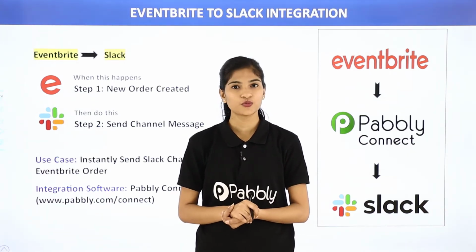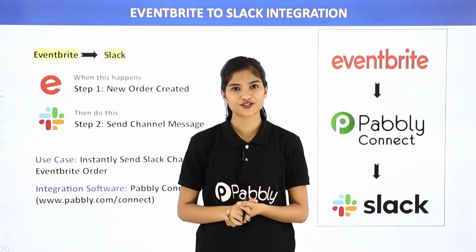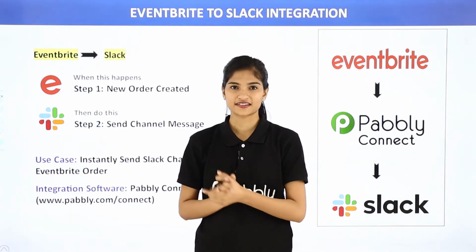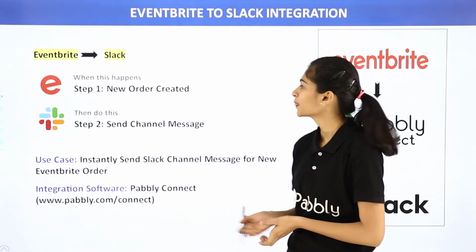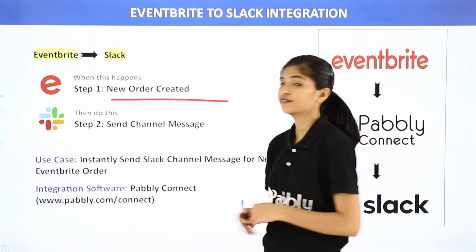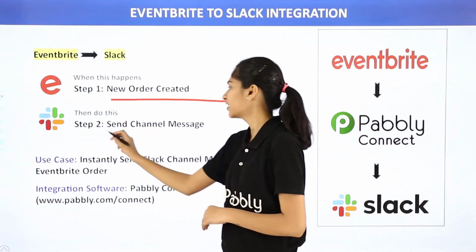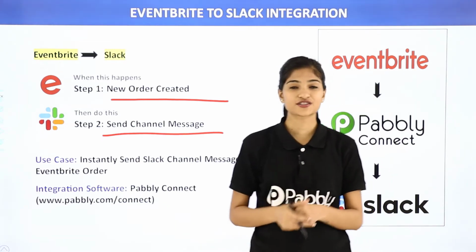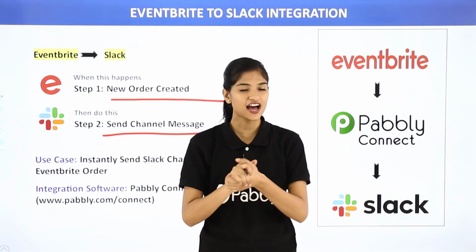Today in this video, we are going to integrate two software applications, Eventbrite and Slack. So the use case here is, whenever a new order is created in Eventbrite, automatically send a channel message in Slack. Now let us know what these two software applications are all about.